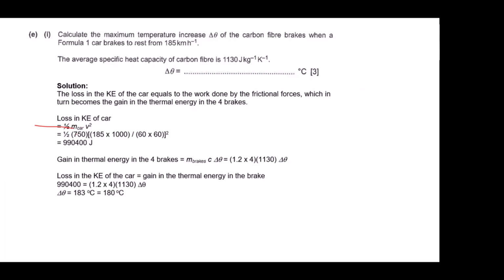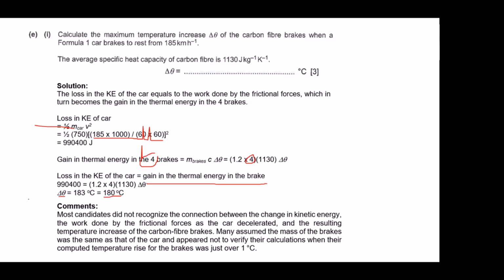The half mv square must be equated to the gain in thermal energy, mc delta T. So it's integrated across the work, energy, power, a Newtonian concept, to the thermal physics side. The mass is given, and the velocity you need to convert to meters per second. Because there are 4 brakes, make sure you multiply mc delta T by 4. Then from there, you can work out the change in temperature of about 180 degrees Celsius, right? The increase.